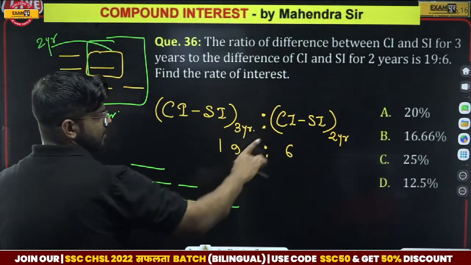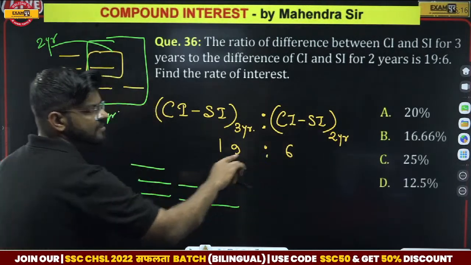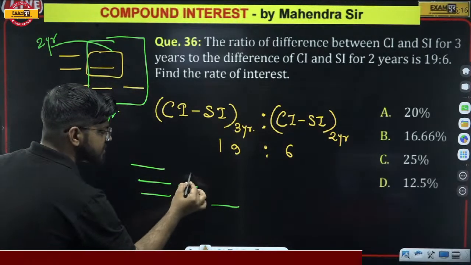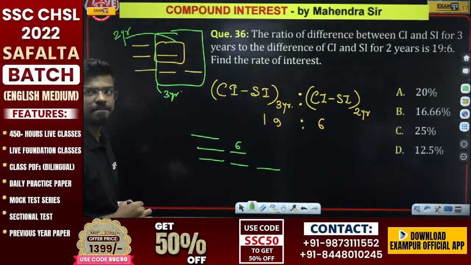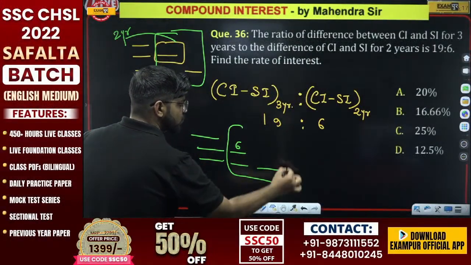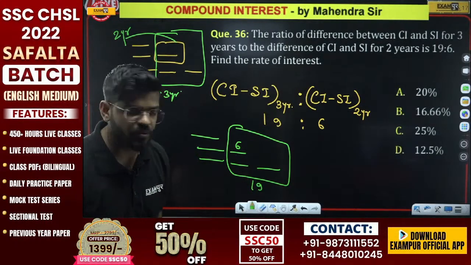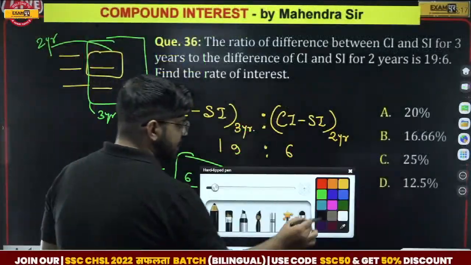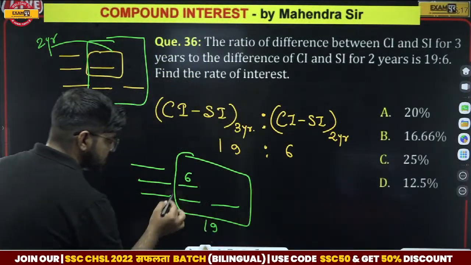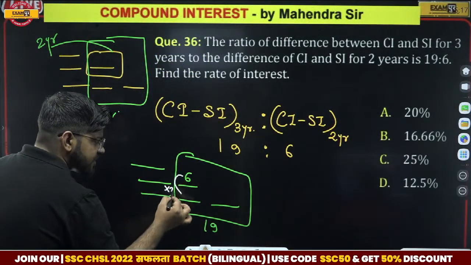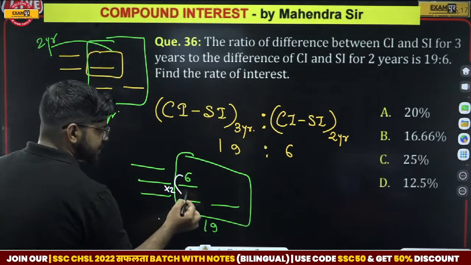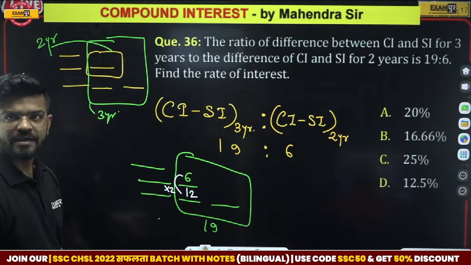So the question is saying the CI minus SI is 6 for 2 years. That means this is 6. And this full value is 90. Yes or no? And we know that if the rate of interest is same, then we can write double of this here. That means 12 will come here. We know that. Yes or no?